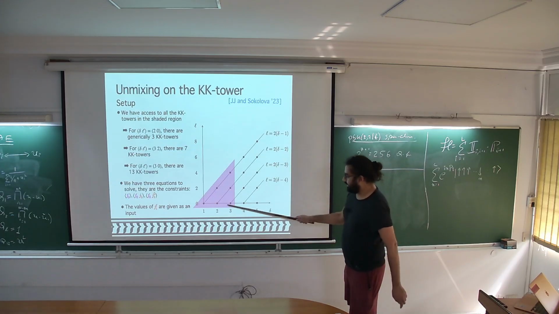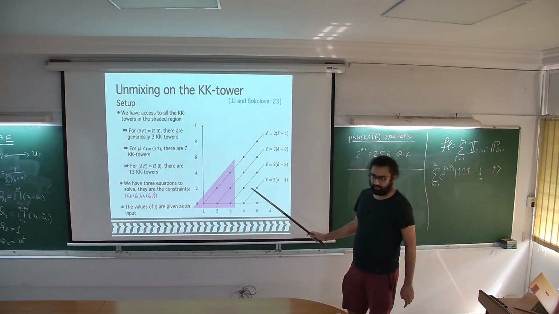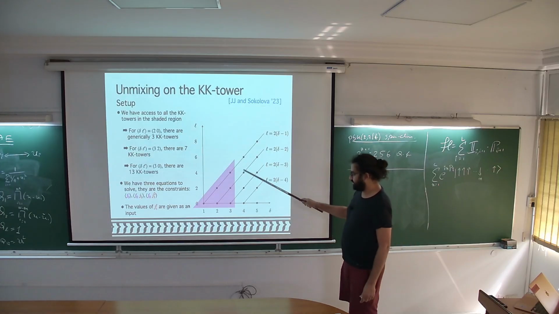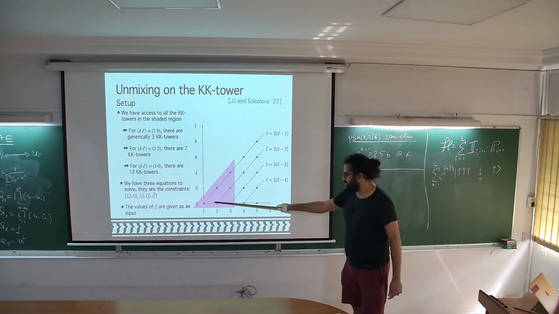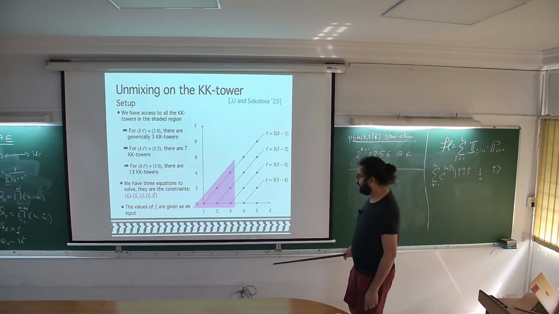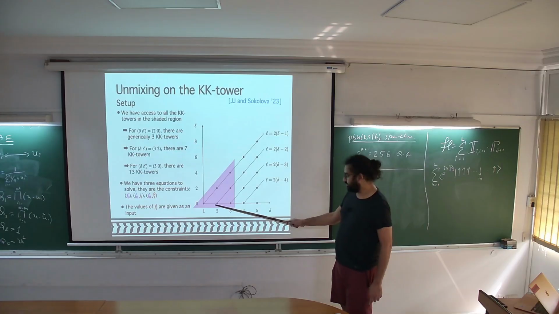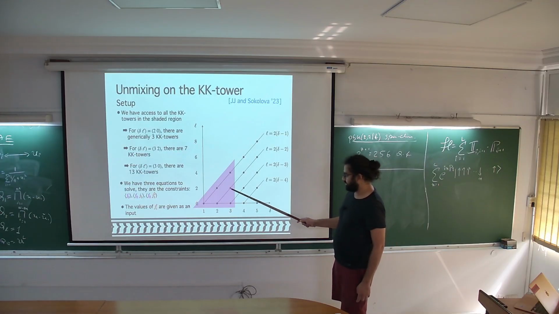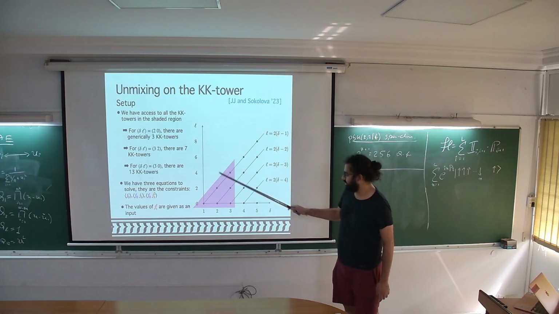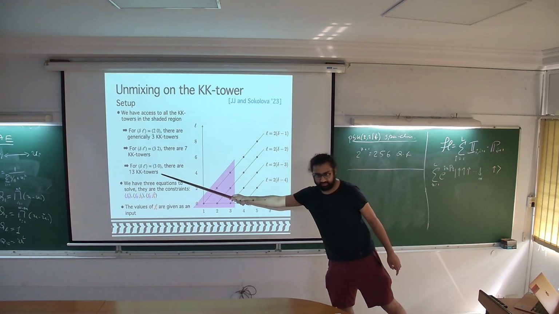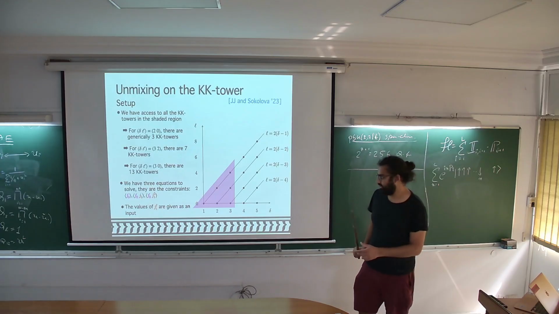The data that we have from integrability gives us the knowledge of all j's inside this triangle. In particular, this vertex has multiplicity 3, this vertex has multiplicity 7, and this vertex has multiplicity 13. So we know all of these dimensions.